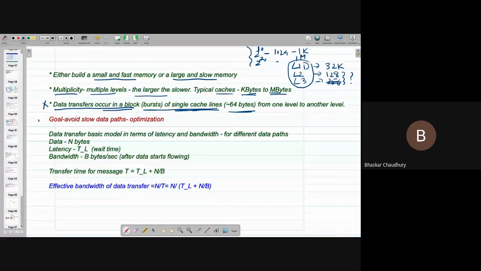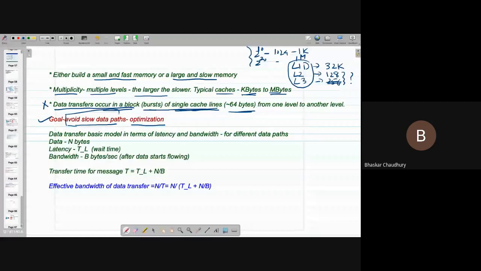Now the goal is to avoid the slow data path. How can we avoid the slow data path? That is where optimization comes into the picture. Either the compiler will do some kind of optimization for us, or we really need to understand our code and write it in such a way that we can avoid this slow data path.